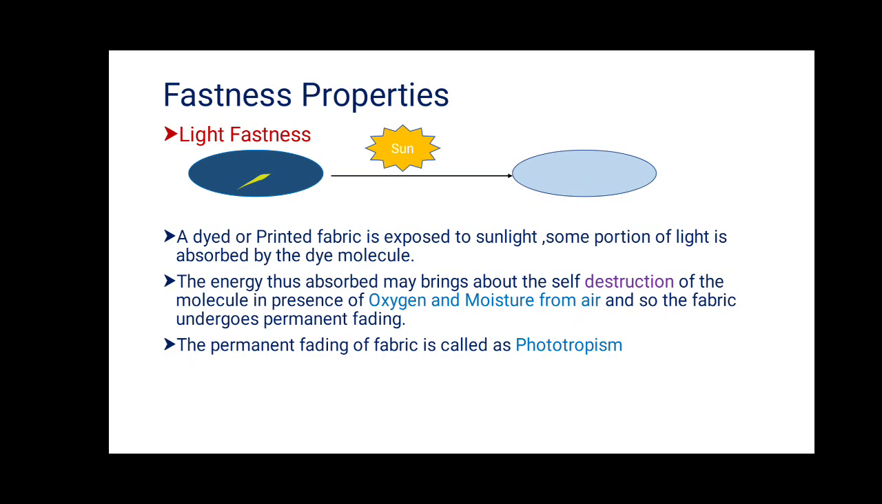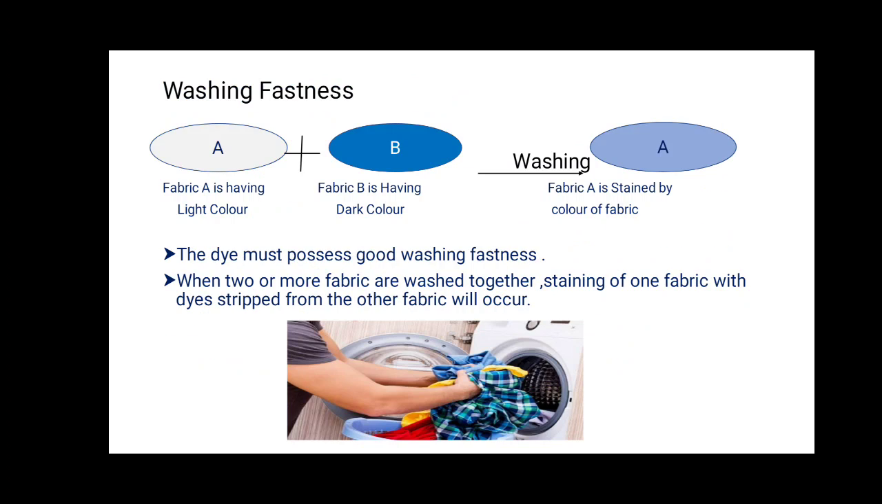When a dark color cloth or any textile material is exposed in the sunlight, fading of color takes place. Fading of color is nothing but the loss of brightness, to become dim. The permanent fading of color is called phototropism. Got it? Next fastness property is washing fastness.